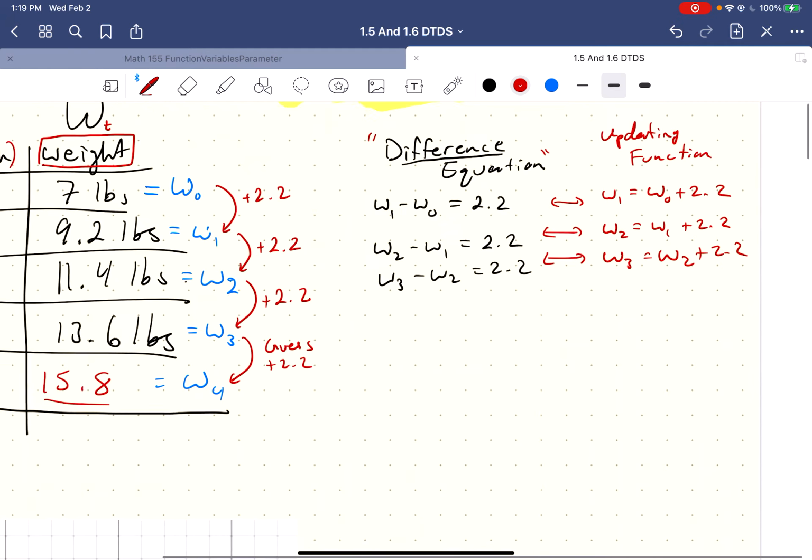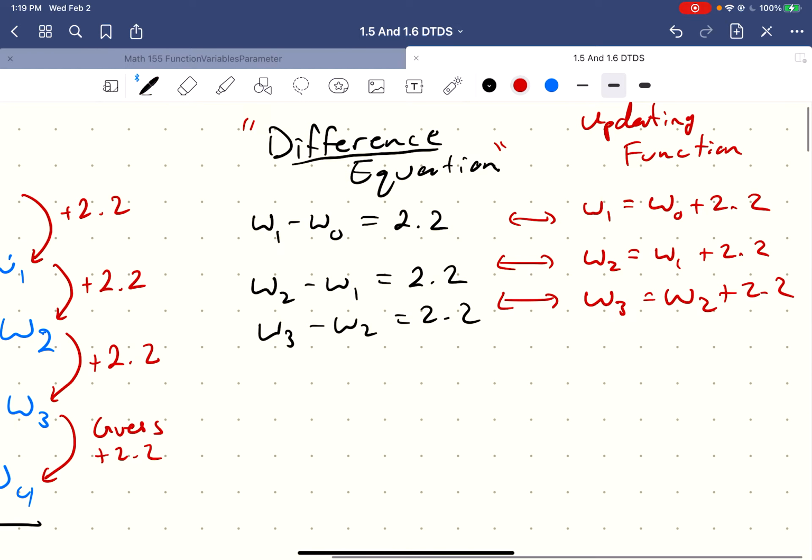Okay, and the general form that these have, so the general form of my difference equation is that the weight of the child the next month, the successive month, minus the weight at the current month is 2.2.